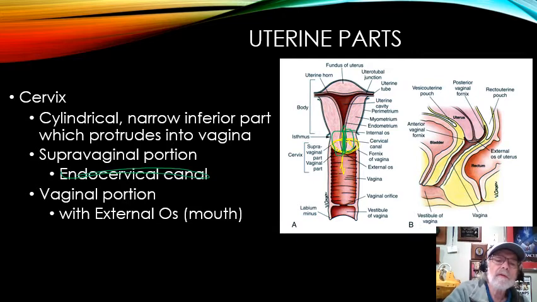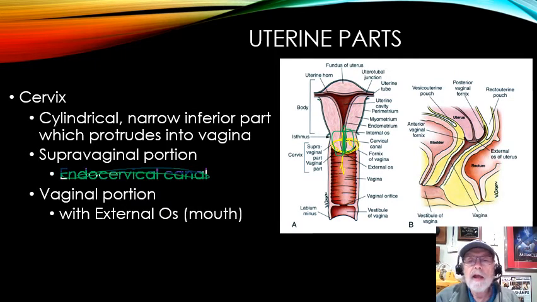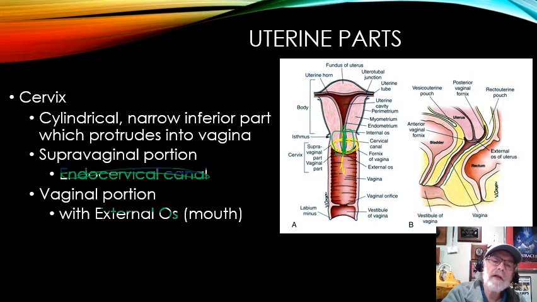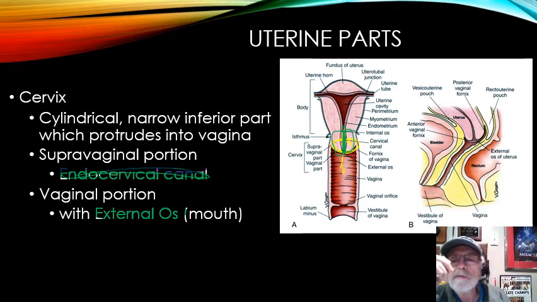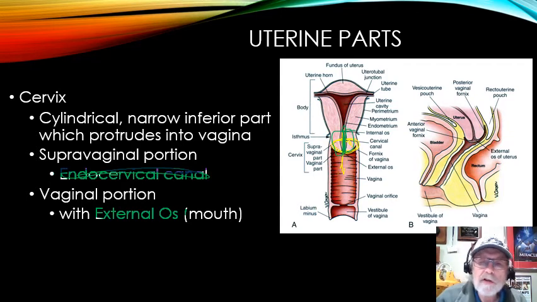Let me label that with this marker. Endocervical canal. That's the opening into the uterus from the vagina. And the opening right here is called the os, the external os or the cervical os. The word os means mouth or opening.